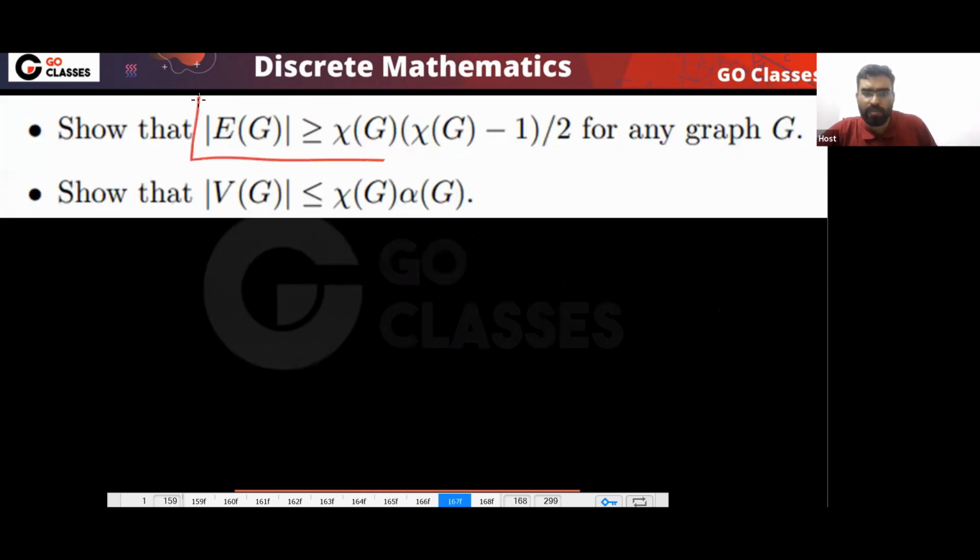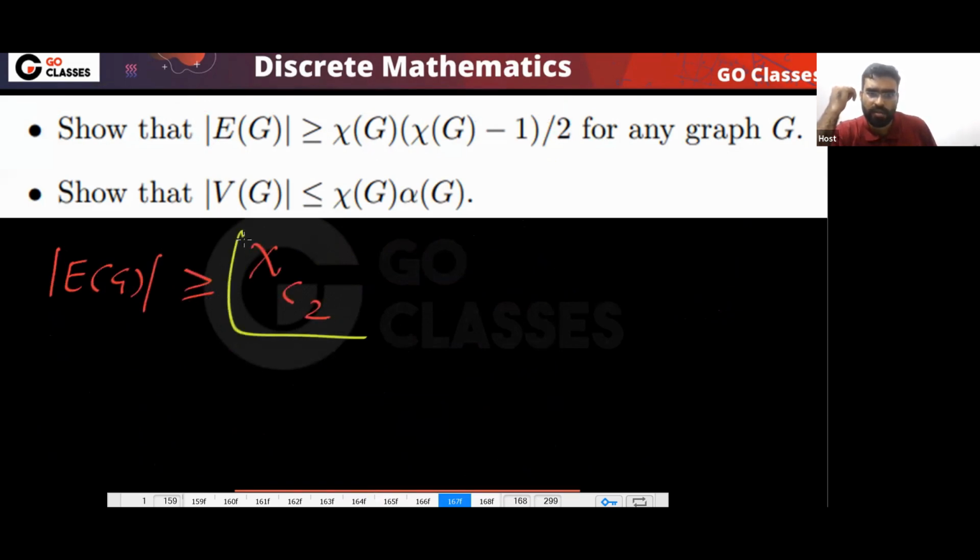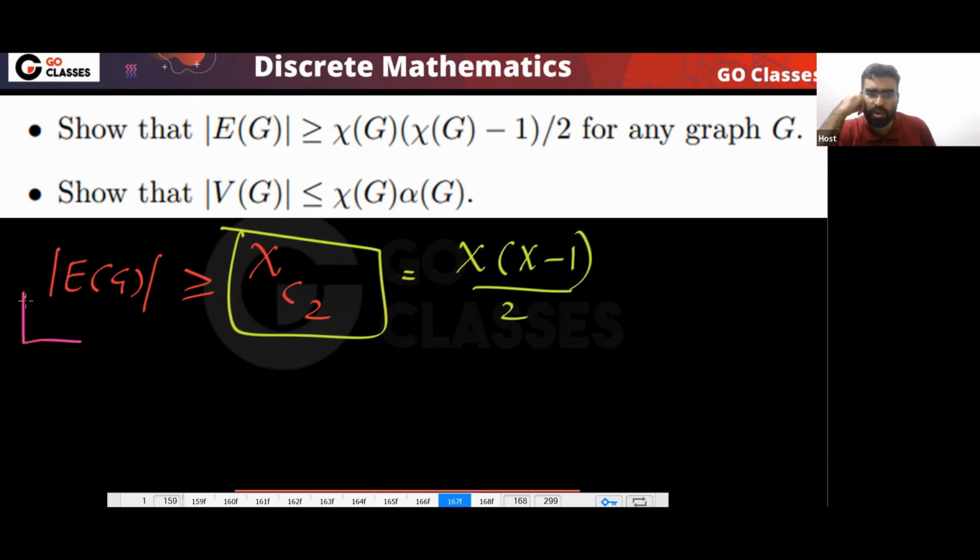So you can notice, minimum how many edges will be there? These many. We have already seen. What is the logic in one line? Minimum how many edges will be there? That is chromatic number C2, and that is same as chromatic number into chromatic number minus 1 divided by 2. And what was the logic for this whole thing? The logic is between every color class, at least one edge must be there. At least one edge between every pair of color classes. Very good, Yuvraj, excellent.